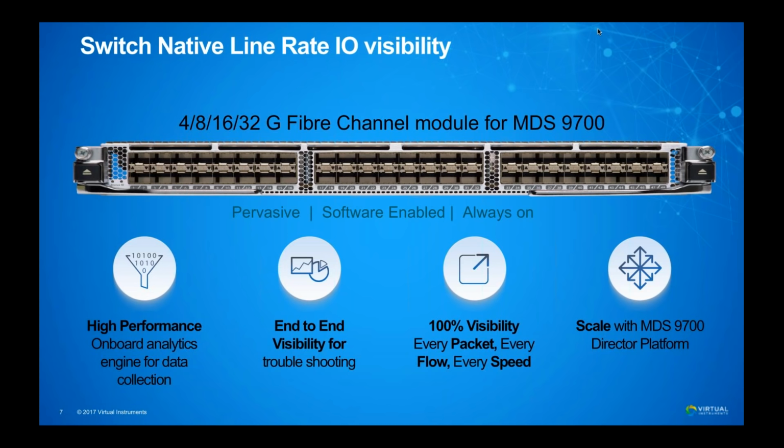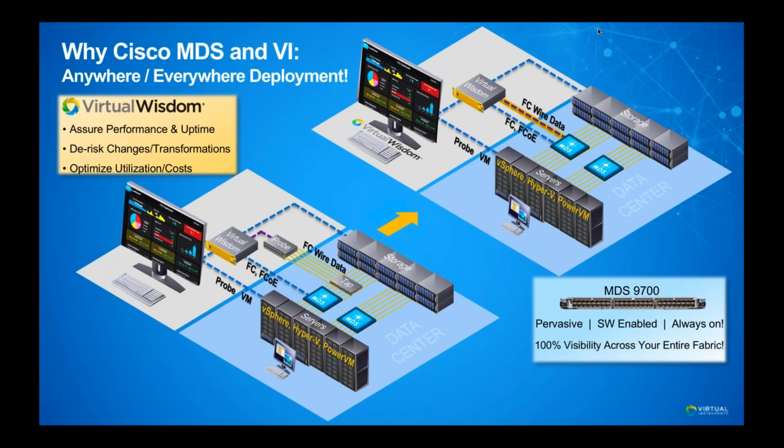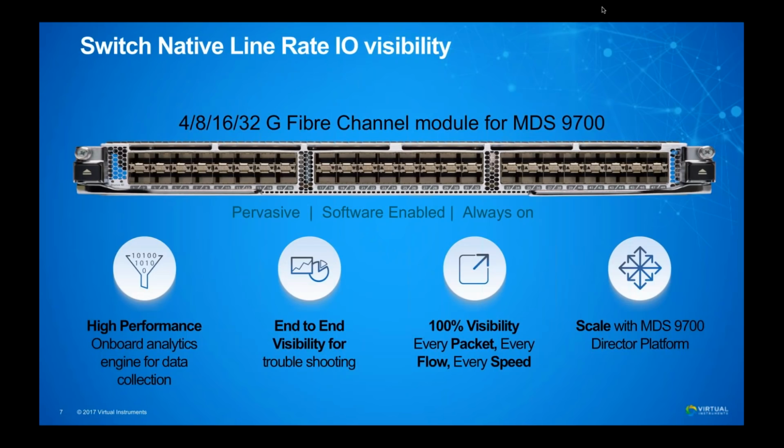Now, what you see here on the screen is the new Fibre Channel module from Cisco on the MDS 9700 directors. It provides you 4 speed capabilities. So the point here is that the telemetry capability is independent of the speed. You can run at 4, 8, 16, or 32 gigabit Fibre Channel, and still your telemetry information can be captured.